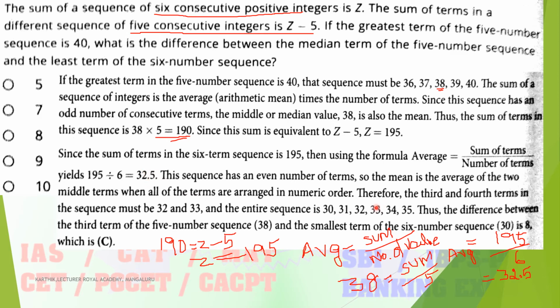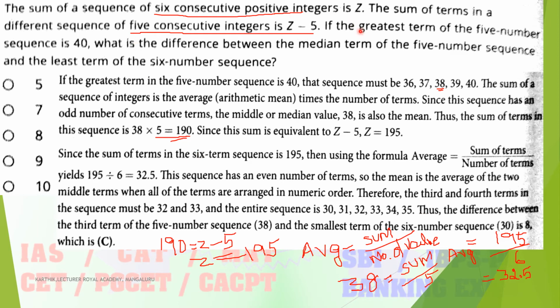32.5 is nothing but the middle value. So total 6 digits, right? So 3 digits on the left hand side and 3 digits on the right hand side. So I will take 32, 31, 30 and 33, 34, 35. So these are the values for 6 consecutive integers. So the average is 32.5, the middle value, total 6 digits, 3 on the left hand side and 3 on the right hand side.